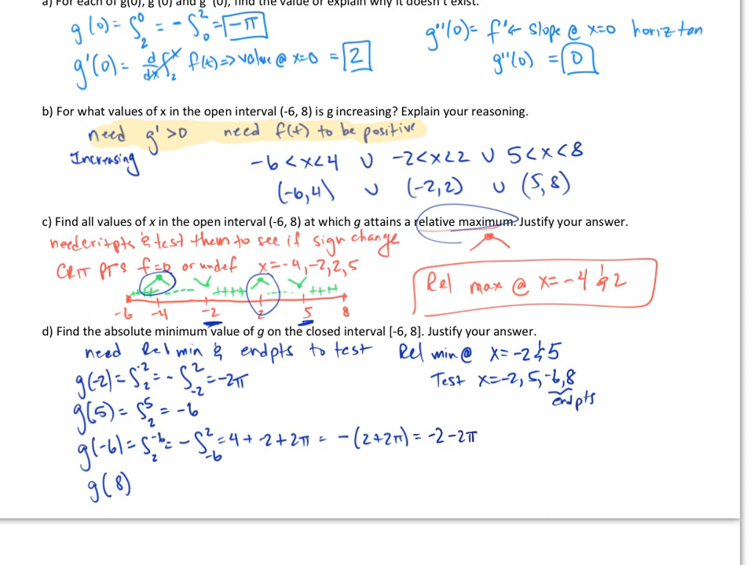And so far, that's the lowest value that I have. That's less than -2 pi and also less than -6. So let's just test one more. This is going to be the integral from 2 to 8, and here I will get -6 plus 3, those areas in there, and that'll give me -3. So where does the absolute minimum occur? Right there at x equals -6 is going to be the absolute minimum value.